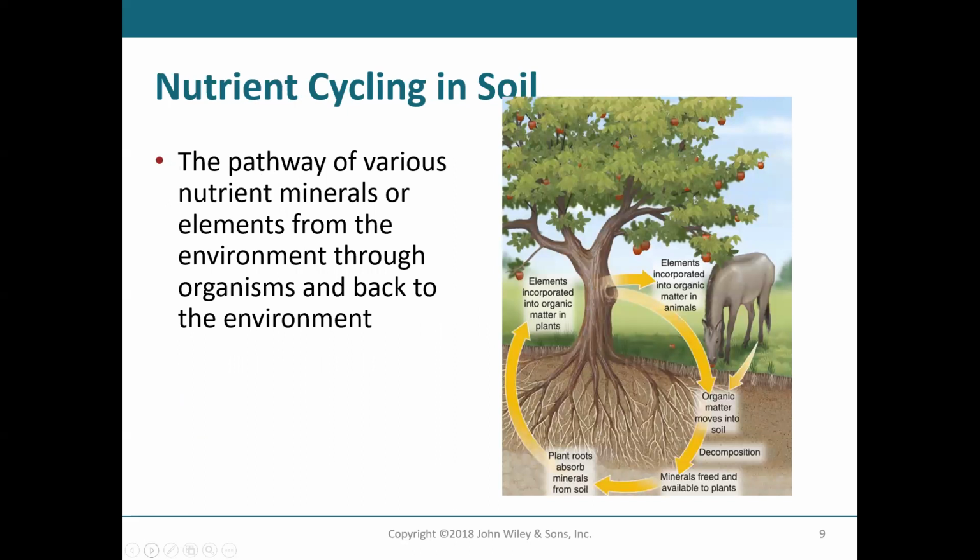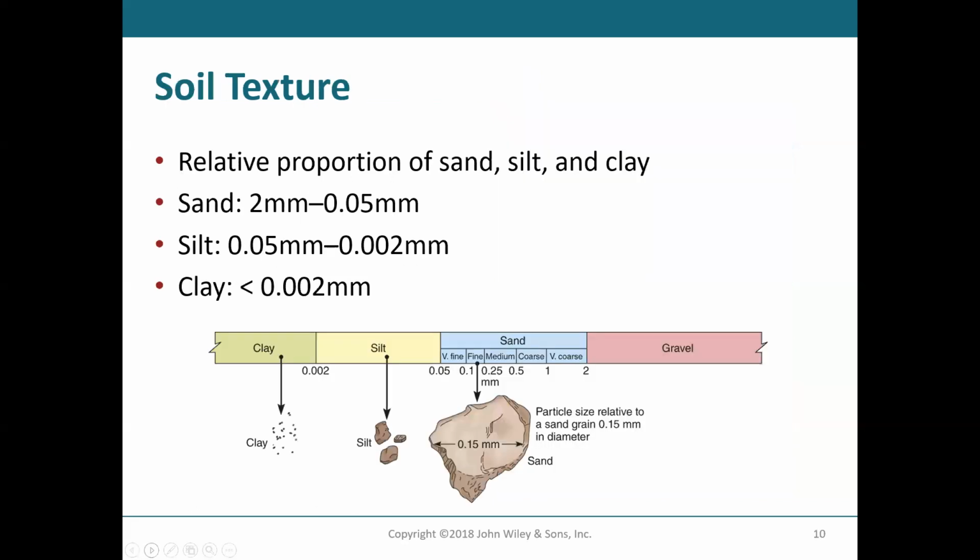Nutrient cycling in soil. So castings are just one type, but really there's a pathway of several nutrient minerals or elements from the environment through organisms and back into the environment. And you can see it here. Essential nutrient minerals such as nitrogen and phosphorus are cycled from the soil to the organisms, and then back to the soil. So that is really important, and I just want you guys to remember this. However, it is going to be on your exam.